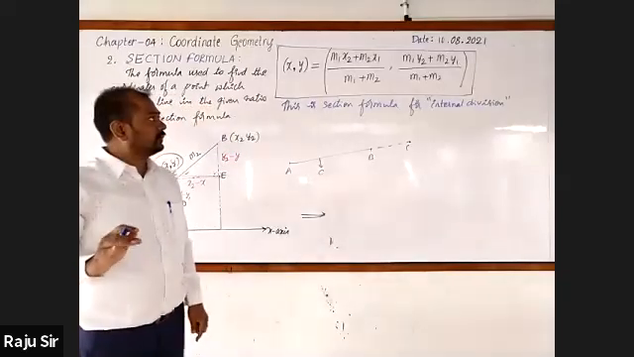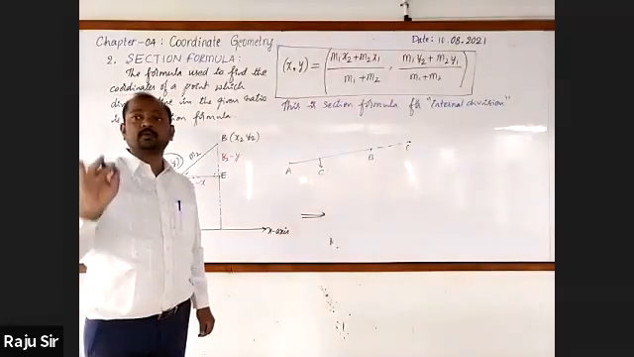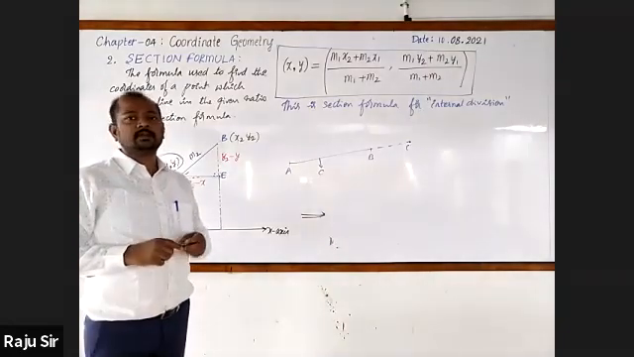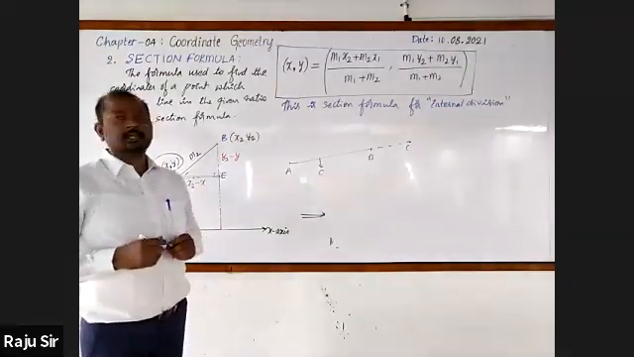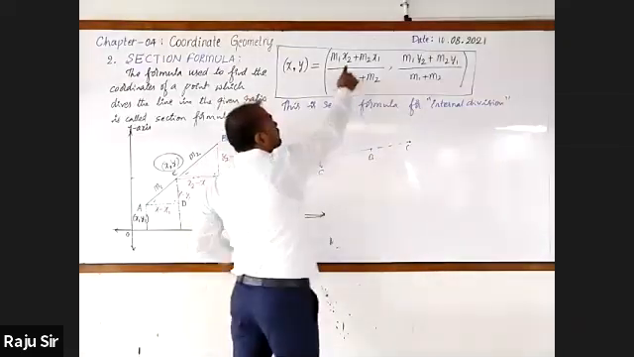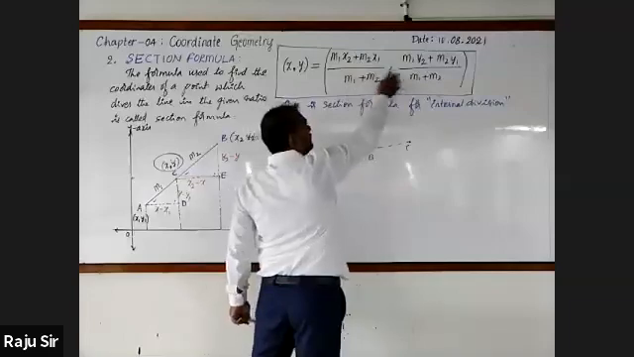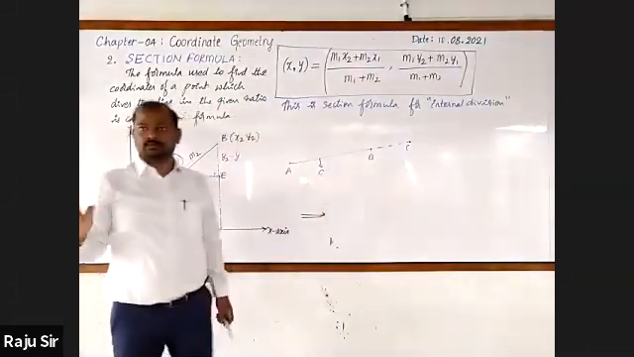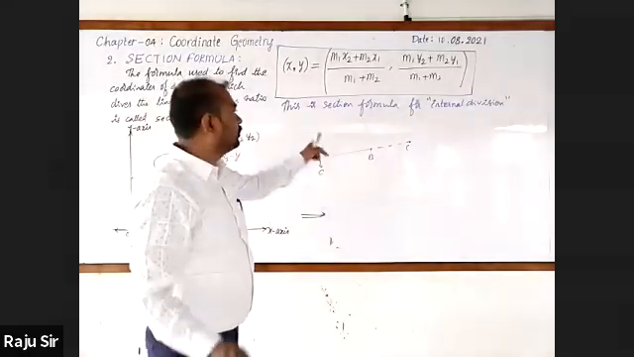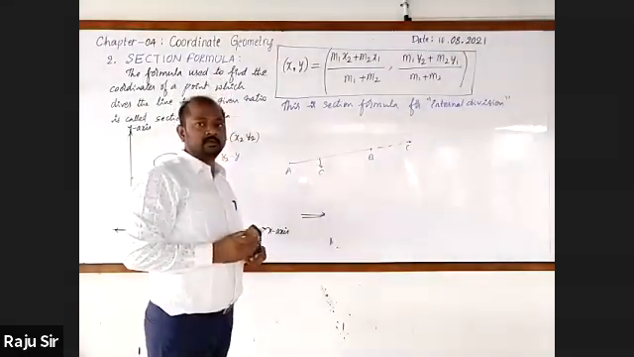But for your syllabus, they have given only internal division. There is minute difference with external division. For external division, to find out the coordinates of point C, we just change the sign: plus becomes minus and minus becomes plus. That is external division. We have only internal division.